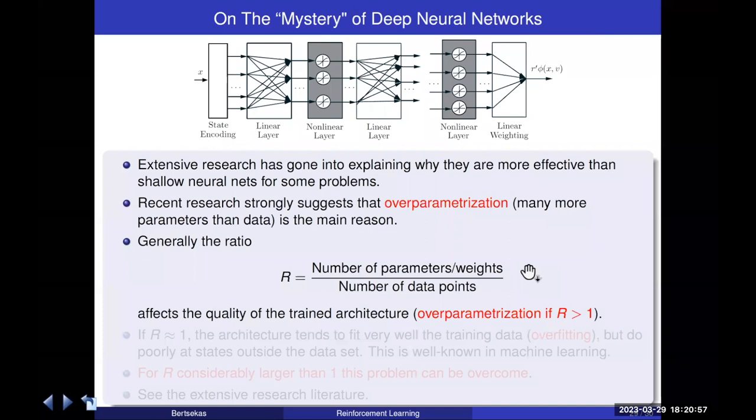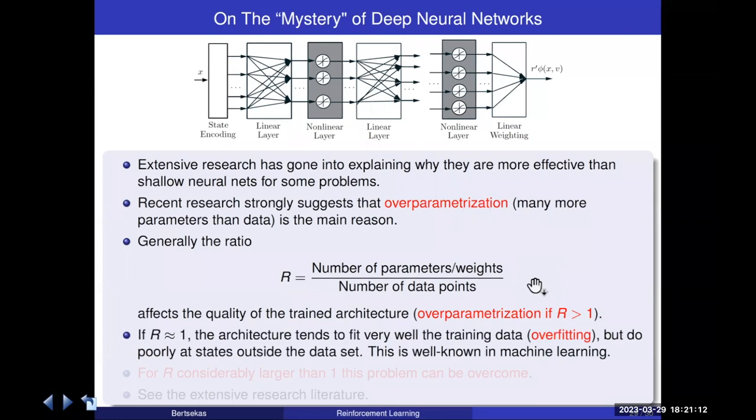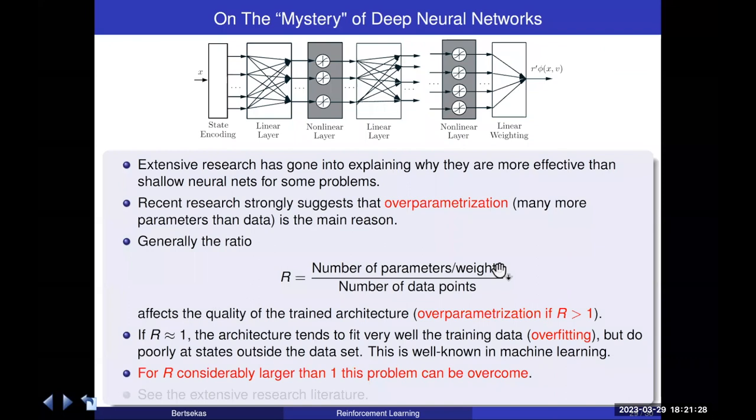Now, in deep neural networks, R is greater than one, often substantially greater than one. Many more parameters than data points. And it turns out that the problem of over-parameterization, doing very well on the given data set and doing poorly outside the data set, is overcome. Basically, there's a lot of freedom of fitting the data with parameters. There are many more parameters than data. So you can fit the data exactly, but also you have additional freedom to play around with the parameters. And so it turns out that in practice, the problem with over-parameterization can be overcome.